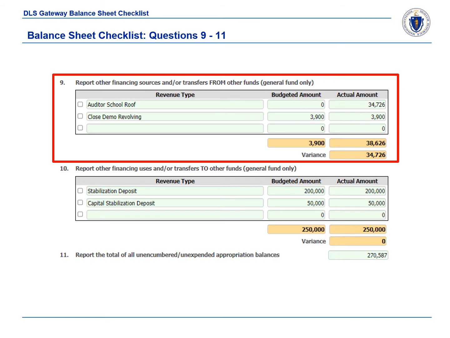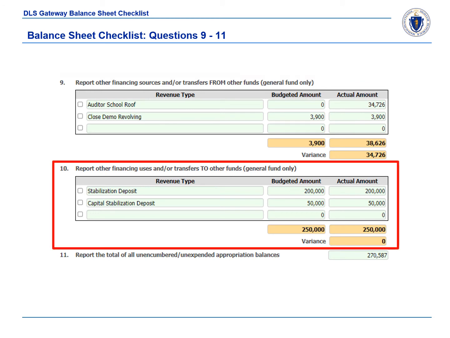Question 10 is asking you to report your community's other financing uses from the general fund to other funds. Other financing uses are revenues that are going to other funds from the general fund. If the other financing use was voted at town meeting, that means the funds were budgeted for the intended purpose. A positive variance impacts your community's potential free cash unfavorably. When actual revenue uses exceed budgeted amounts, this has a negative impact on your undesignated fund balance. Again, by budgeted, we mean any amount voted at town meeting or estimated on the tax rate recap.